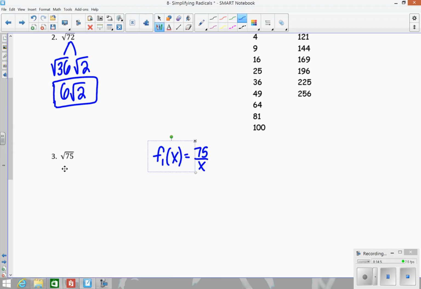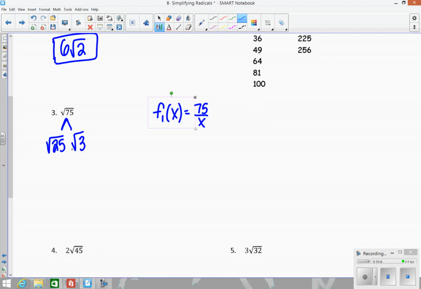So you should find that 25 would be the largest perfect square that goes into 75. So 25 times 3 would give me 75. So I would break it down, perfect square, non-perfect square. So 25 times radical 3. That's going to give me 5 radical 3 when you reduce the 25.